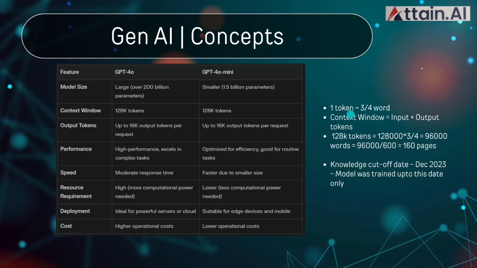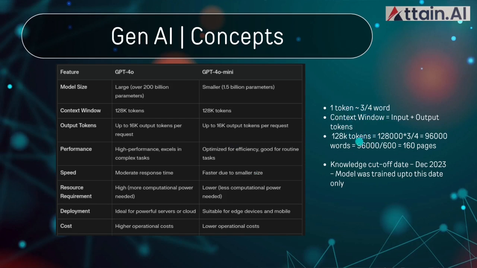Some important concepts also include what a token is. A token is when a sentence or text is broken up into pieces. Those pieces are called tokens. They are not exactly the same as a word. They can be punctuation and spaces also. For calculation purposes, we say that one token is approximately three-fourths of a word.